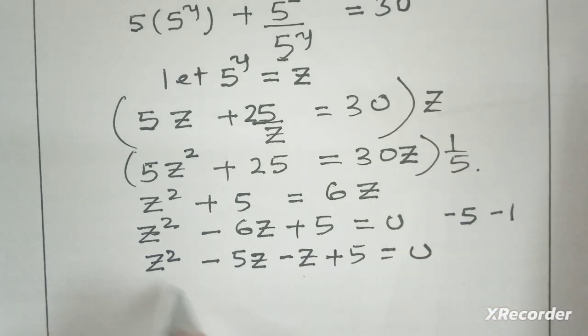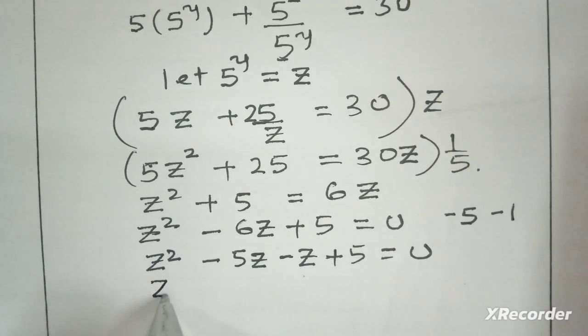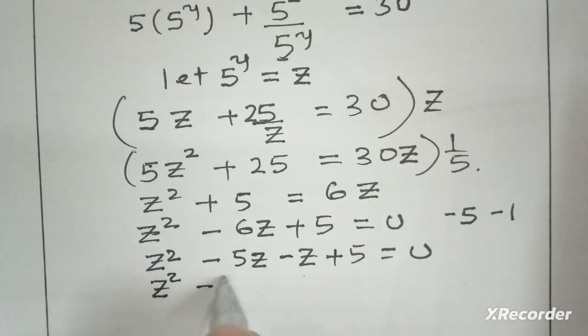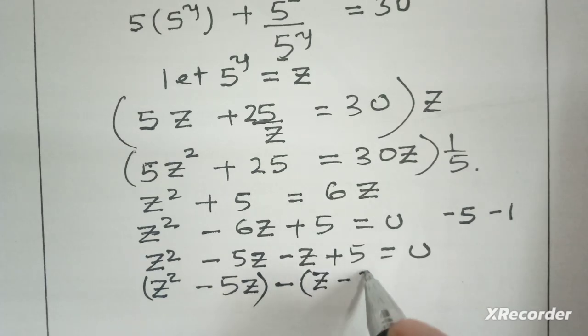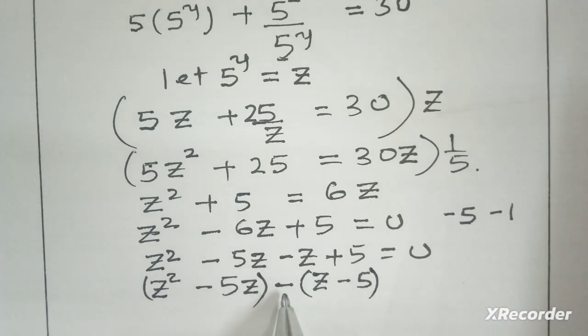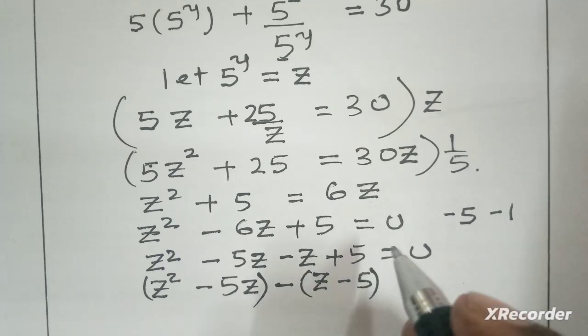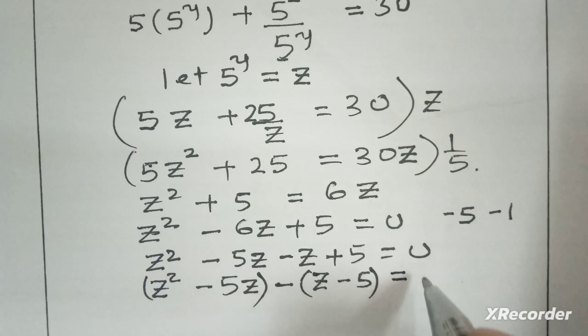So I can now write again and separate them, guys. This will be z squared minus 5z, put a bracket there, minus, I put also another bracket. Because of that bracket, this sign has to change. The reason is that every time you remove a bracket, if there is a negative before it, the sign inside always changes. So I have to change it when I put the brackets. This is equals to 0.